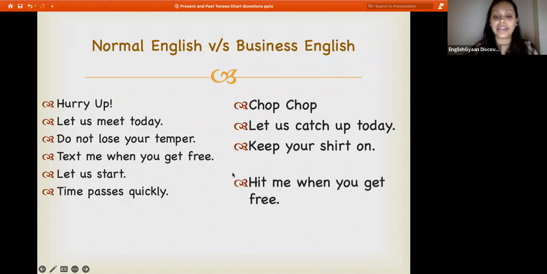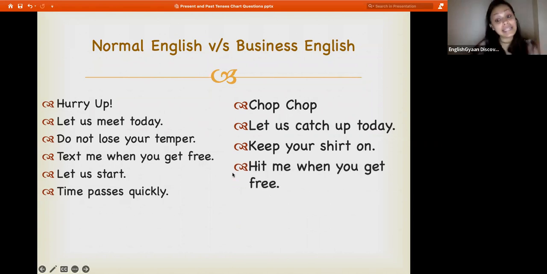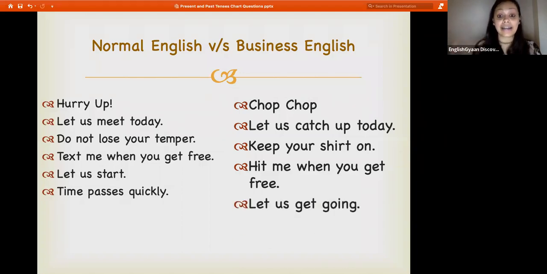Text me when you get free. Text me ki jagah you will say hit me when you get free. Hit matlab marna nahi. So text me when you get free is nothing but hit me when you get free. Let us start. Chalo shuru karte hai is let us get going. Time passes quickly. Time flies. Time passes quickly is time flies.